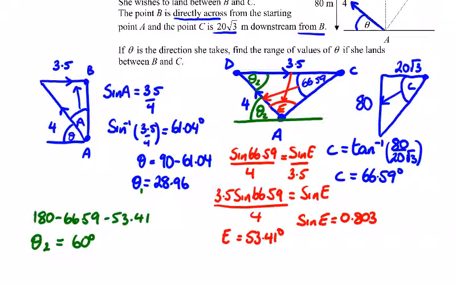So the launch angle theta to get between C and D needs to be between the first angle we got, 28.96, and 60 degrees.